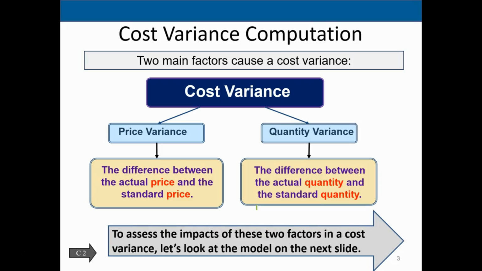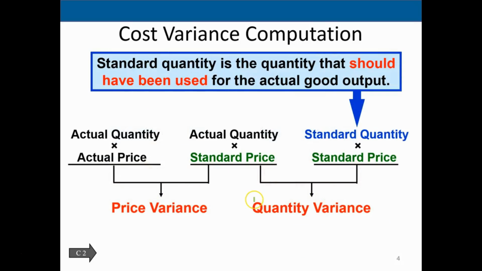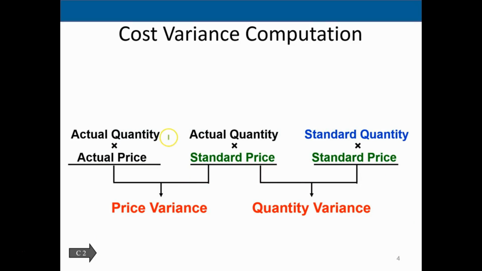To assess the impacts of these two factors in cost variance, let's look at a model. So here we have a model of this. One way to pictorially look at this would be to take the actual price. Remember, what we have in total is a total variance. So if we're talking about the variance in materials, we have a total variance that we are now breaking out into the price variance and the quantity variance. How can we calculate the price variance and the quantity variance?